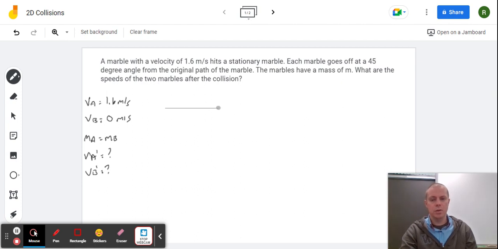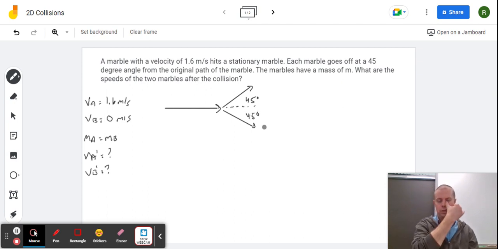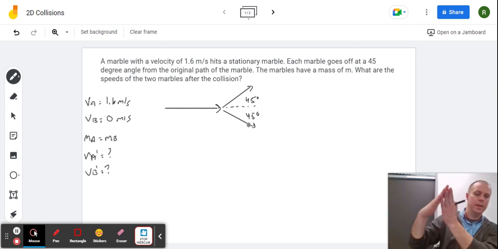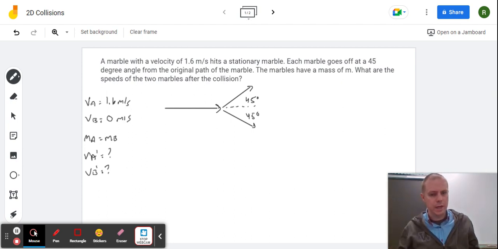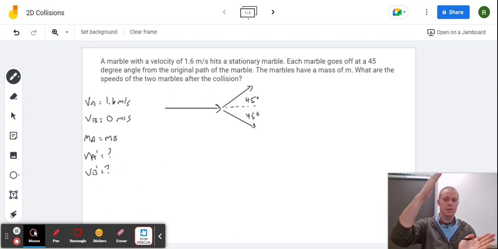So we have a marble that is rolling along, hits another marble, veers off at a 45-degree angle, and the other marble does the same. So this is the pattern. They hit and they both break off into 45-degree angles. Now we don't get a direction here, but to make our lives easier, we can just make an assumption. So all we know is that it hits and it splits in the direction.